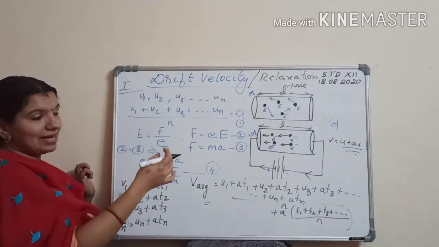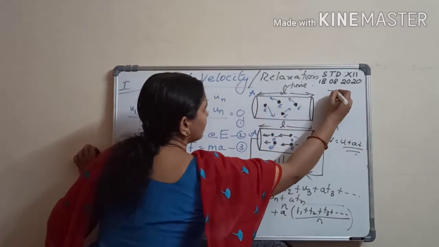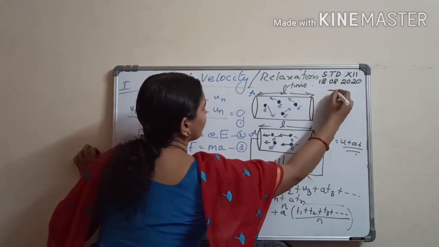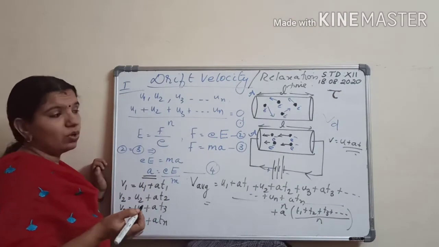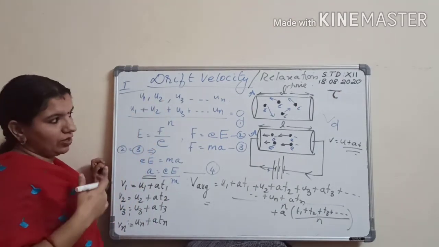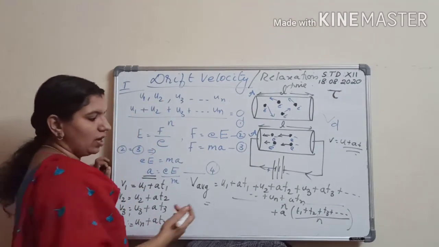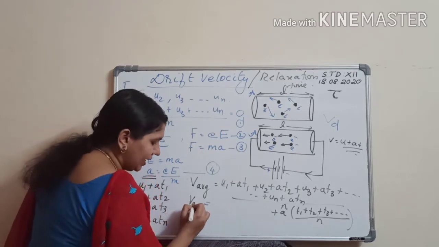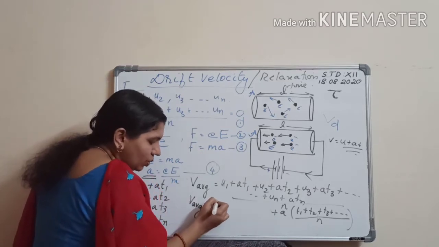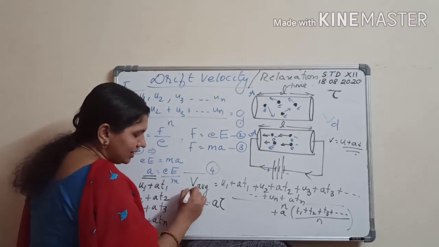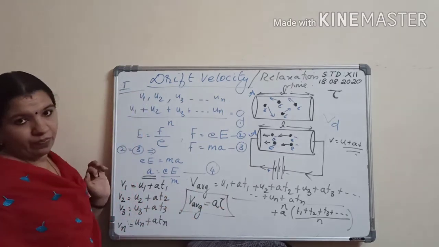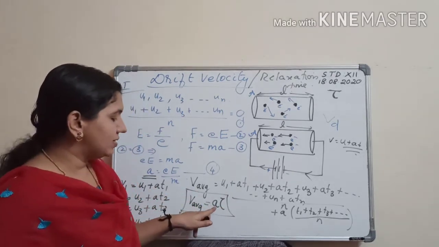How do we write this relaxation time? It is actually the way we write tau. Tau you know. Torque you write, no? So like that you are writing. And we call it as tau. Okay. So I can write V average is actually equal to A tau. V average is equal to A tau. Clear? So V average is equal to A tau.